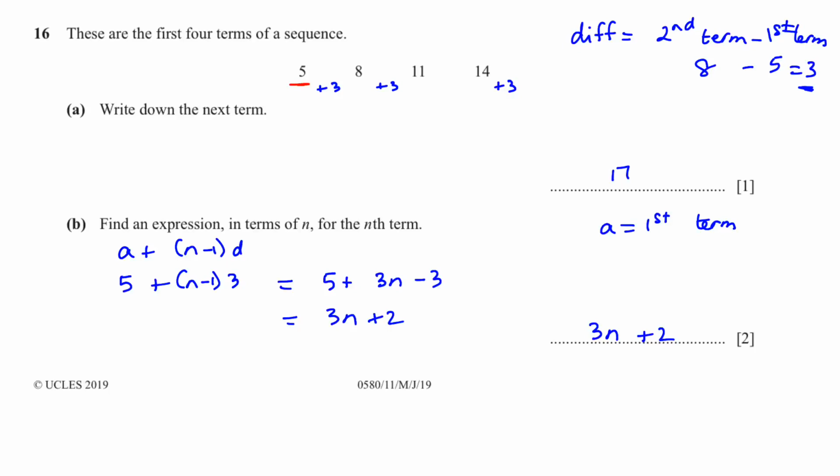There is a shorter way to solve this question. Let's write down the first thing, the difference. We know that the difference is 3, correct? So you are going to write 3n. Whatever is your difference, you write it with n. And then that difference you subtract from the first term. 5 minus 3 plus 2. Both ways you will get the same answer and both ways are accepted.